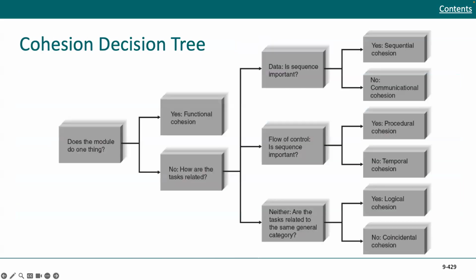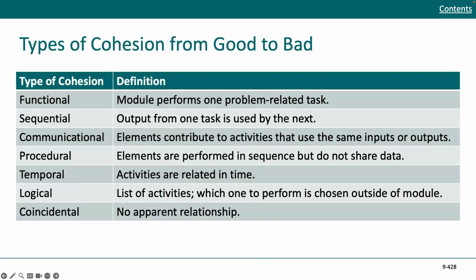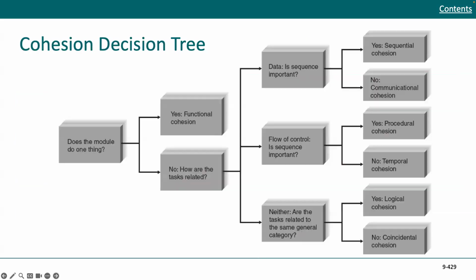So here is a cohesion decision tree. Does the module do one thing? If yes, then it's functional cohesion. Then we start asking the next level of questions. Well, if it's functional, we're done. If it doesn't, then how are they related? Then we go down to sequential, and we see whether or not it is, and then we gradually work down this tree from good to bad in the level of cohesion. So this is a decision tree to help us figure out how we're going to categorize the type of cohesion we have.